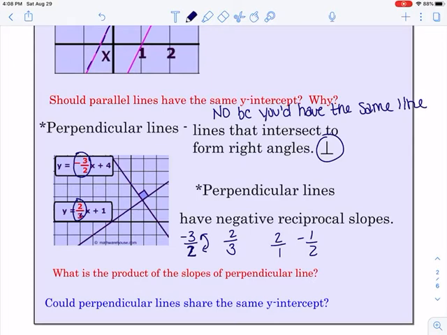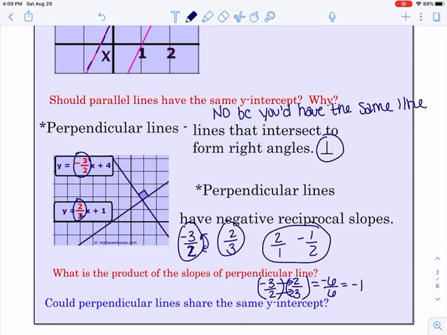So what is the product of the slopes of perpendicular lines? If I just take a look, I'll use the -3/2 and the 2/3. Product means multiply. If you were to multiply those two things together, remember when you multiply fractions, you multiply straight across. You're going to end up with -3 times 2, which is -6, and on the bottom, you're going to have 2 times 3, which is +6. And -6 divided by +6 is going to be -1. No matter what, if you multiply these two numbers together, you're always going to get -1.